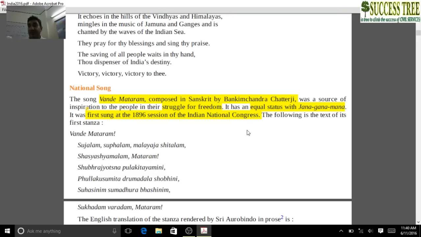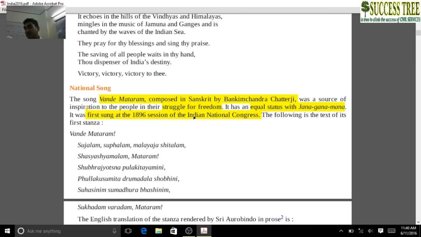Then what do you find? It is given the equal status with Jan Gan Man. So it's equal status, nobody is superior or inferior. First sung in 1896 session of Indian National Congress. So again a question can come up, which was sung earlier? It was first Vande Mataram, then Jan Gan Man.